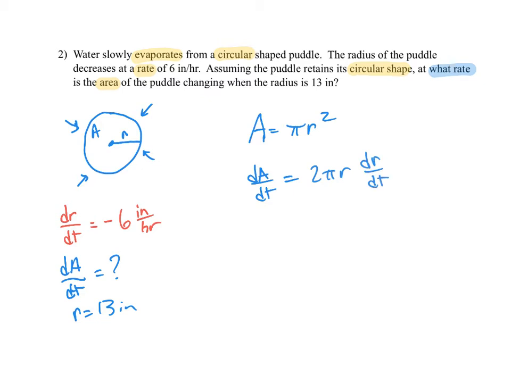And at this point, it's time to evaluate. So our radius is 13. I'll plug that in here, and I'll put negative 6 in here. And when I do that, I get dA/dt, the rate of change of the area, equals 2 times pi times 13 times negative 6. And that's going to work out to be about negative 156 pi. And that's in inches squared per hour.